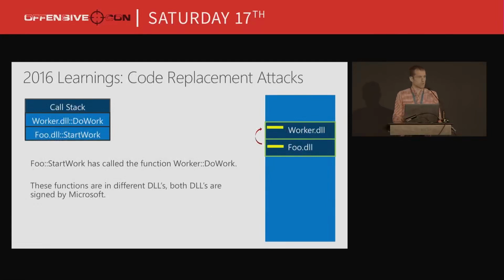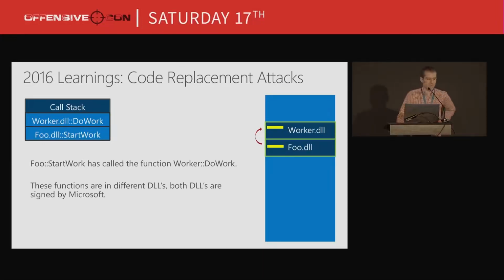And then one other really cool attack that we figured out, and this was actually as part of the effort with Intel to build CET, which was both forward edge but also, more importantly for us, backward edge protection, is what we call a code replacement attack. So if you look at this diagram, I have this super short call stack. There's a DLL called foo.dll, and it has a function called startWork. That function calls into a second DLL, and it calls the doWork function.